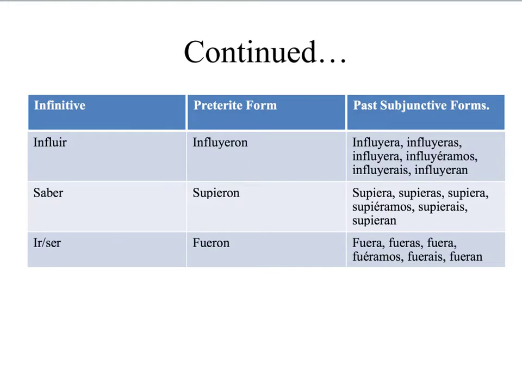Other verbs, such as a verb that would go i to y, like influir, notice that the y stays, so we're using that influyeron, we're getting rid of that -ron, and we're adding our ending. Same is true for the verb saber, which is irregular, so we have supieron, we get rid of that -ron, we add our endings, and that change stays all the way through. For fueron, same thing, we're using that stem, and ir and ser are the same in the preterite, so they have the same past subjunctive form as well.